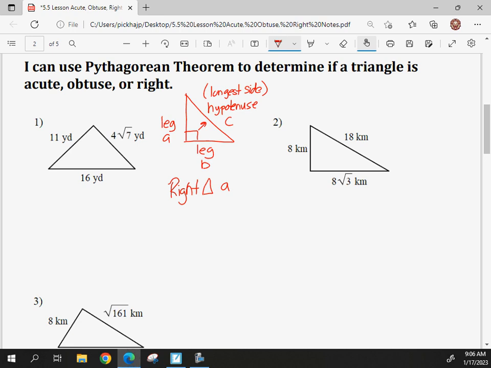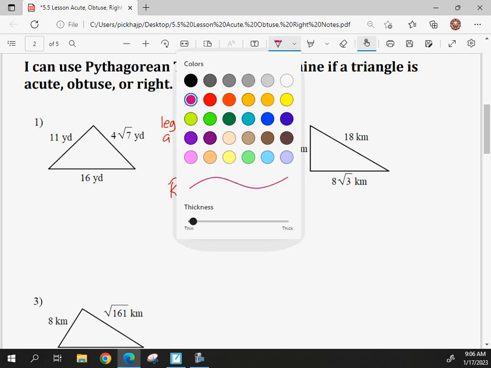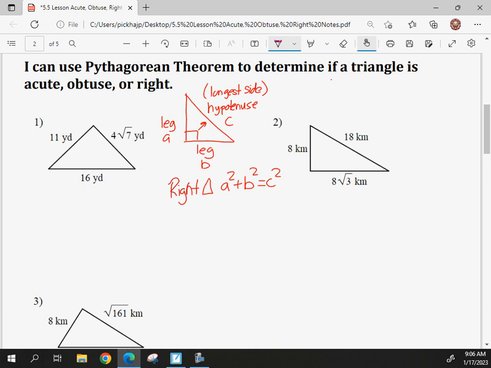is that if we take A squared, my one leg squared, and add that to B squared, my other leg squared, it's going to be equal to the hypotenuse squared. And so if a triangle is going to be a right triangle, then that relationship has to exist. If I take the two shorter sides, square them, and then add them, it should be equal to the longest side squared. If both sides of those equations are equal, then this thing is a right triangle. However, if that's not true, then we have some sort of other triangle.